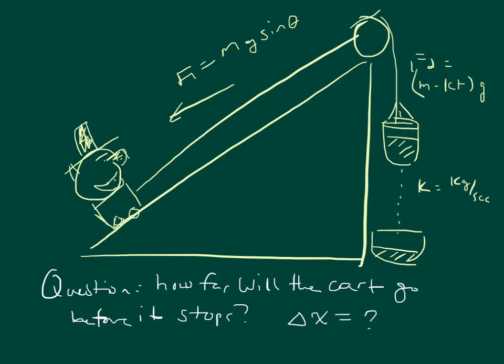Our essential question is asking how far the cart will go before it stops. So we're basically looking for delta x.